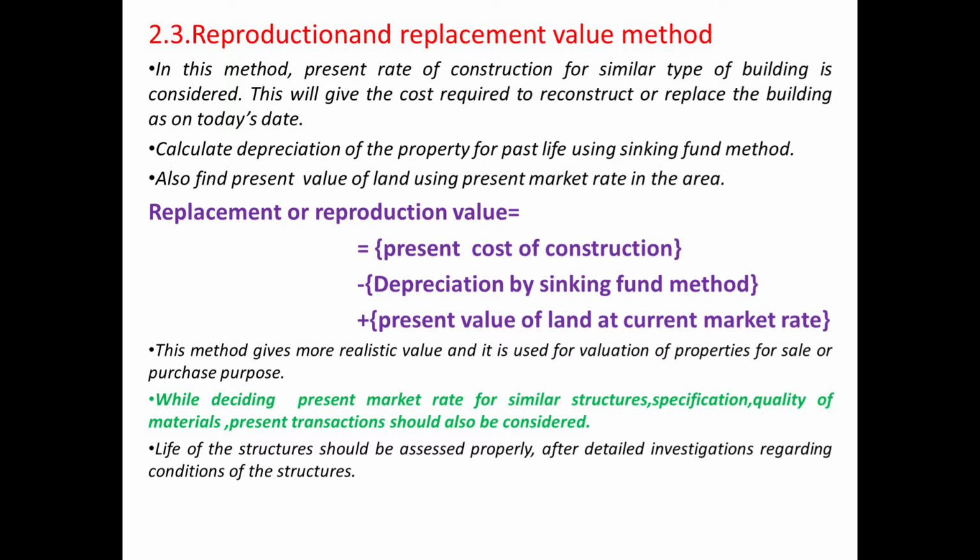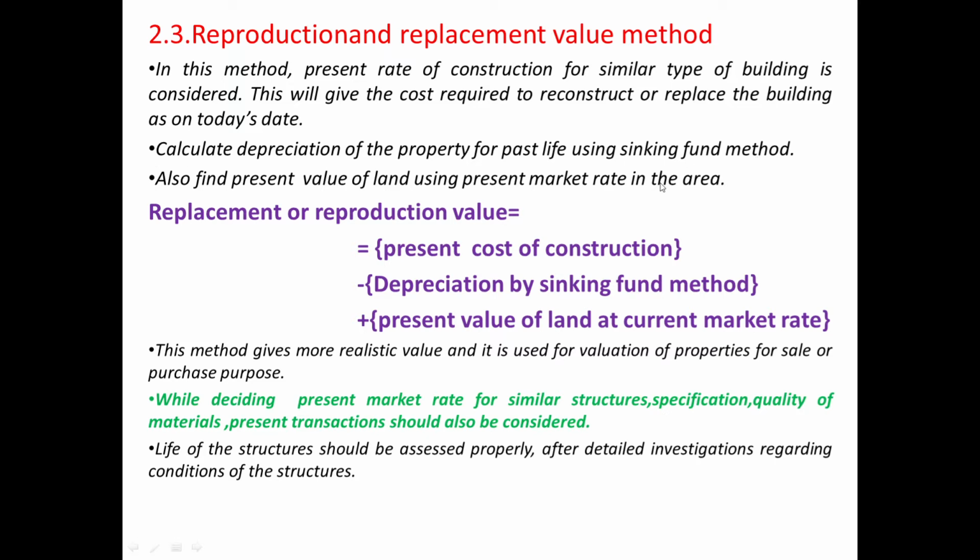Now the next method used is called the reproduction and replacement value method. In this method, the present rate of construction for a similar type of building is considered. This will give the cost required to reconstruct or replace the building as on today's date. So for the same property, we work out how much cost is required for construction, and as the building was constructed in the past, we deduct depreciation from that, and that gives the value of the property. So here we work out the depreciation of the property for past life.